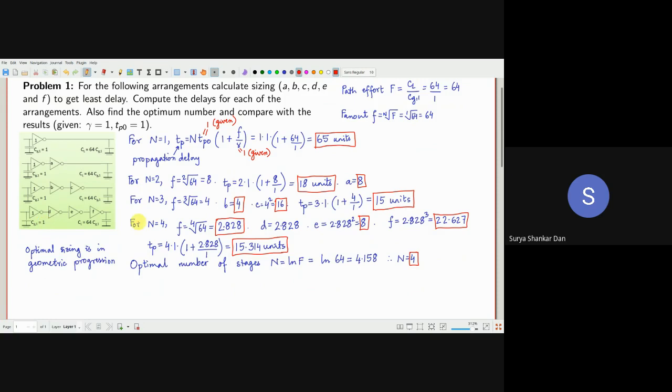So how shall we do it? The number of stages is 4, correct? So the fan out will be the fourth root of 64, that is 2.828. You can use your calculator and find it out. Then D, the first one, will be small f, 2.828. It is not exactly small f. It is small f into the size of the first inverter.